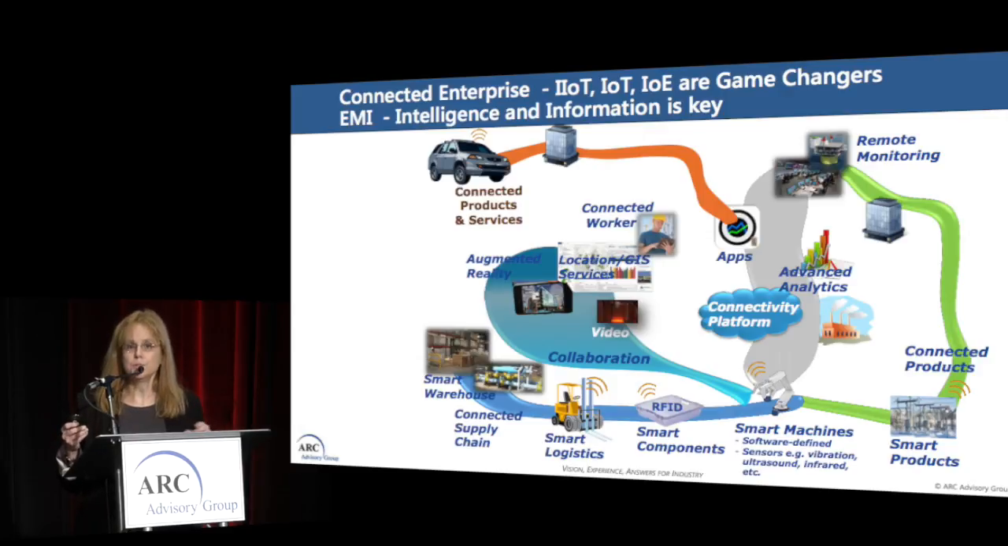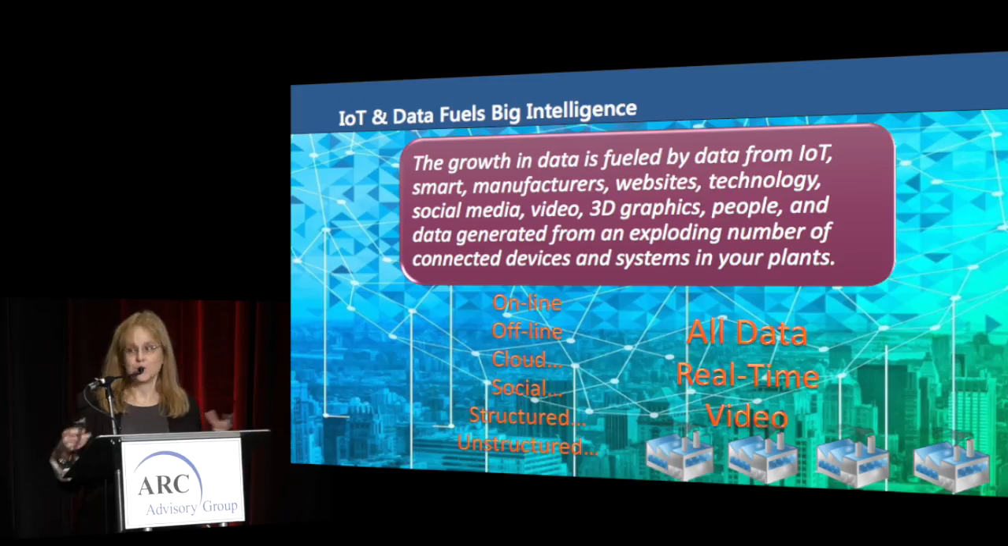So the other thing is we have the connected enterprise. You've seen the slides, the Internet of Everything, the Internet of Things. Everything's being connected. We're living in a connected world. And as I said earlier, EMI is the intelligence and the information, and it's the heart and soul of what you need to get. It's the intelligence that's really going to give you the insightful decisions you need to make a decision as to what to do. And I don't care if it's cognitive learning or anything else, you really do need it.